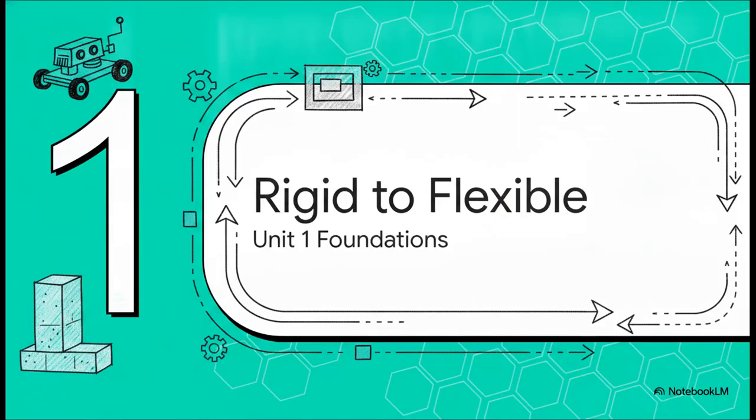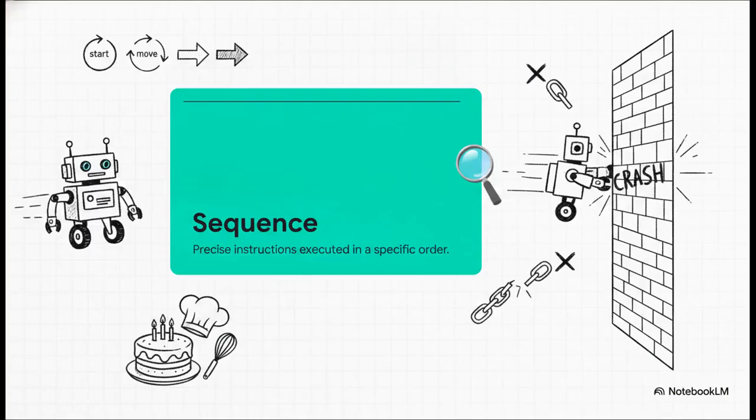Section 1. From rigid to flexible. So to really upgrade our robot, we first have to understand its most basic operating mode from Unit 1. In basic robotics, everything relies entirely on a sequence. A sequence is simply a set of precise instructions executed in a very specific order. Think of it like following a super strict recipe to bake a cake where absolutely zero adjustments can be made. You turn the motors on, you move forward for 3 seconds, and you stop.